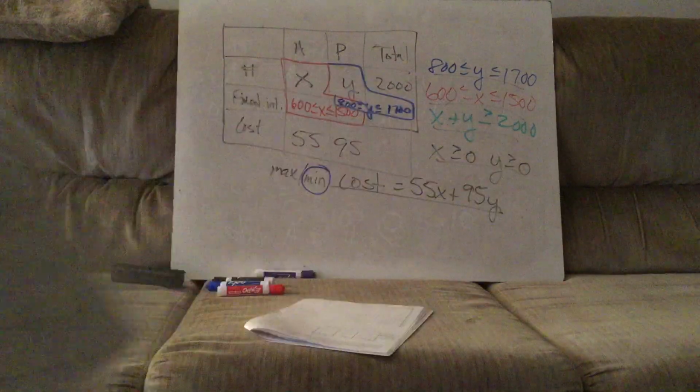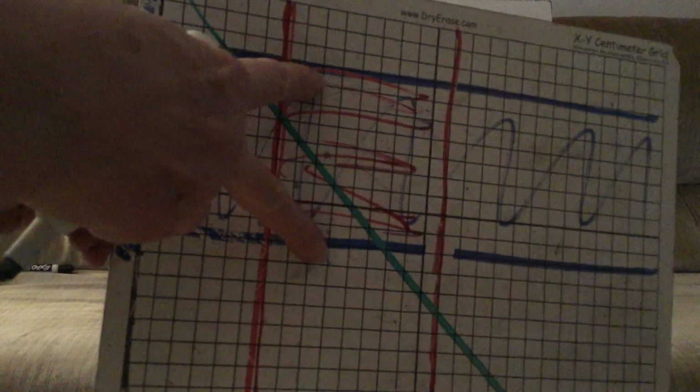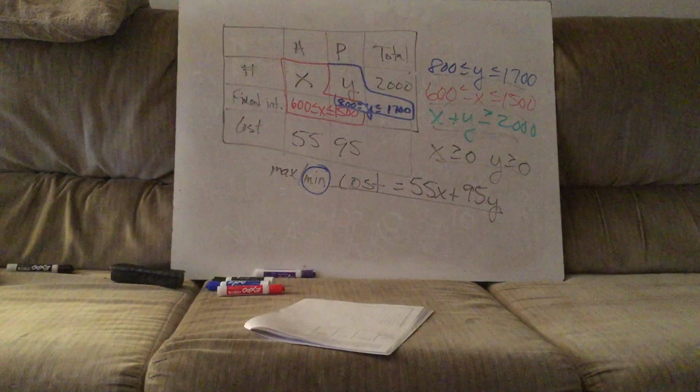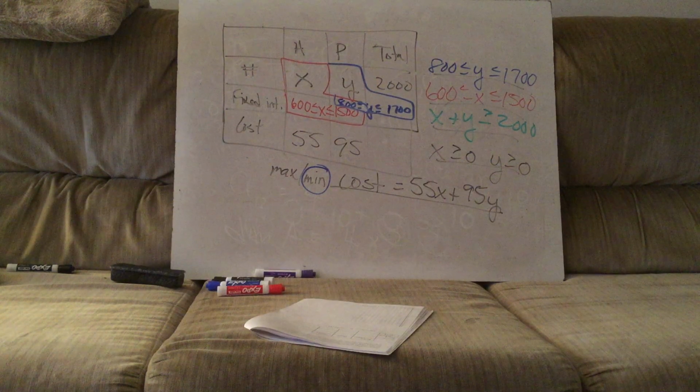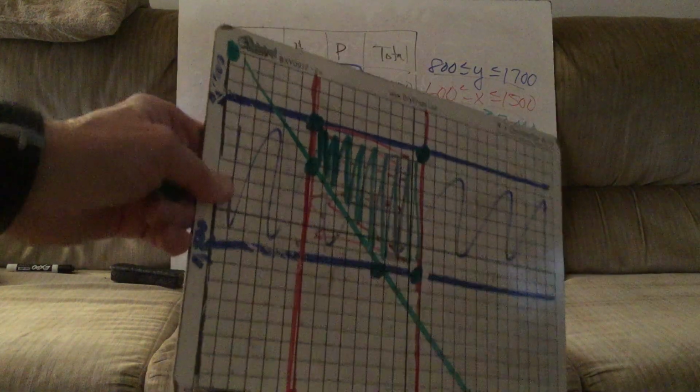Okay, now where is that green line shaded? Pay attention. Where's that green line shaded? That green line is shaded above. So I'm going to shade everything inside my box, so between my reds, between my blues, and above my green. I'm going to shade all that in. So I'm inside the box and above the green line.